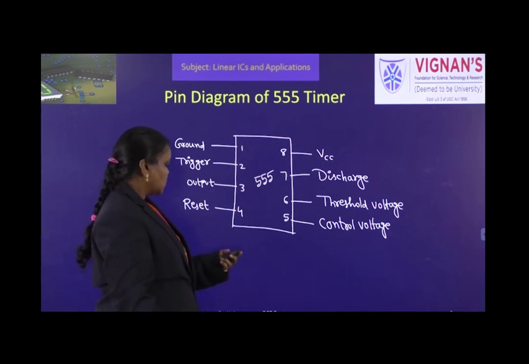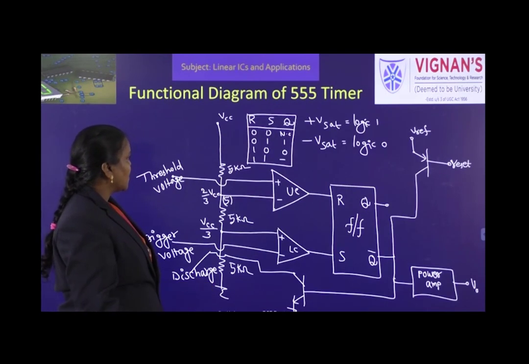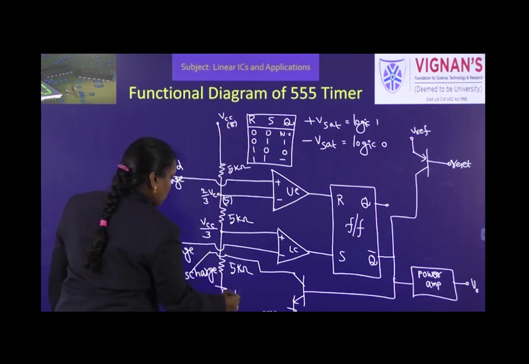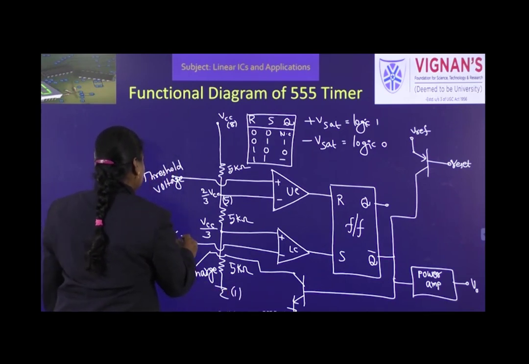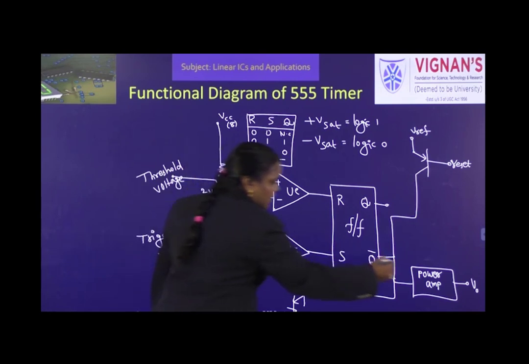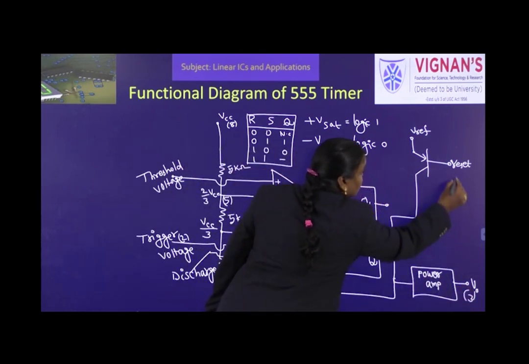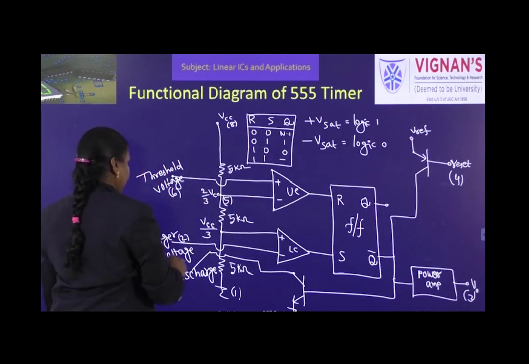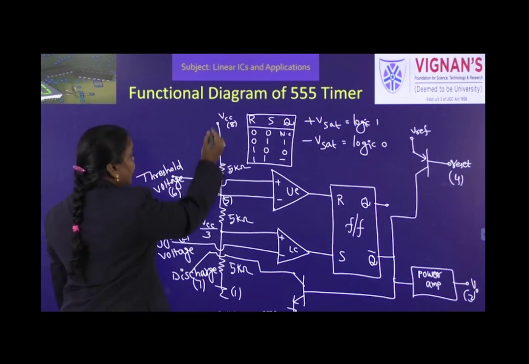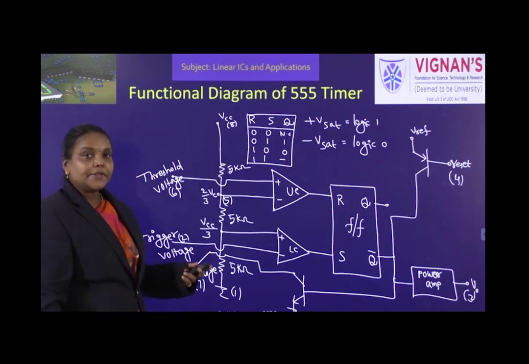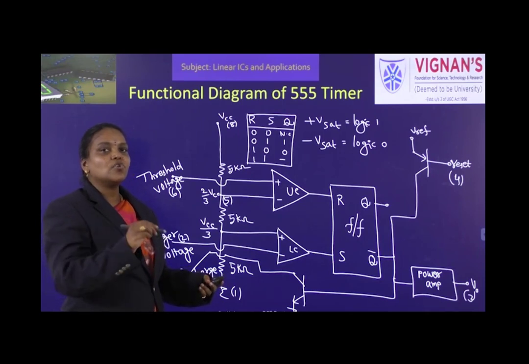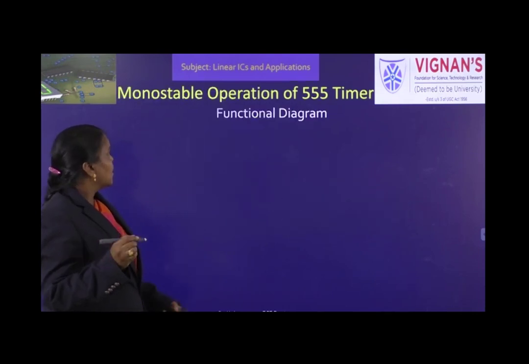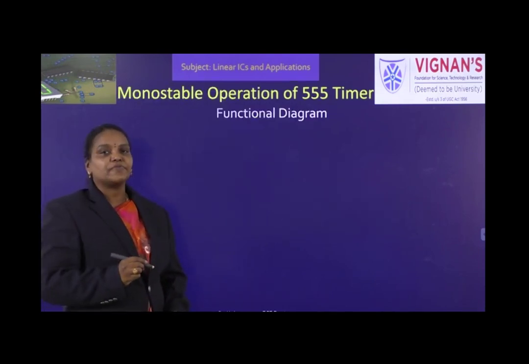Okay. So now let us see in the functional diagram where they are. This is the 8th pin. This is the 5th pin. Ground means 1st pin. 2nd is trigger. Output we take from the 3rd pin. 4th pin is reset. 5th, 6th is threshold. 7th is discharge. And 8th is supply. Here you can apply supply voltages from 5 volts to 18 volts. Okay. Now let us see the monostable operation of the 555 timer.